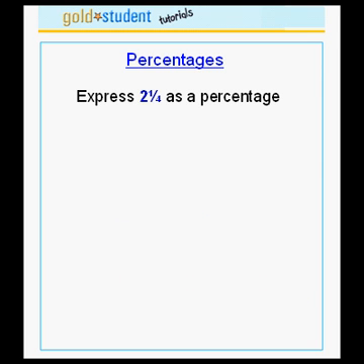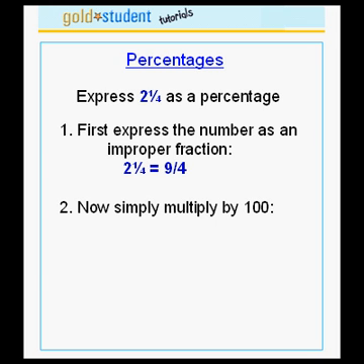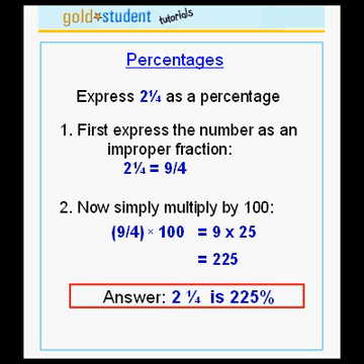Let's do another example. Let's express the number 2 1/4 as a percentage. First, we express the number as an improper fraction. 2 1/4 is equal to 9/4. Now, to convert this fraction to a percentage, we simply multiply by 100. 9/4 times 100 is equal to 9 times 25, because the 4 divides into 100 with a quotient of 25, and that is equal to 225. Therefore, 2 1/4 written as a percentage is 225%.